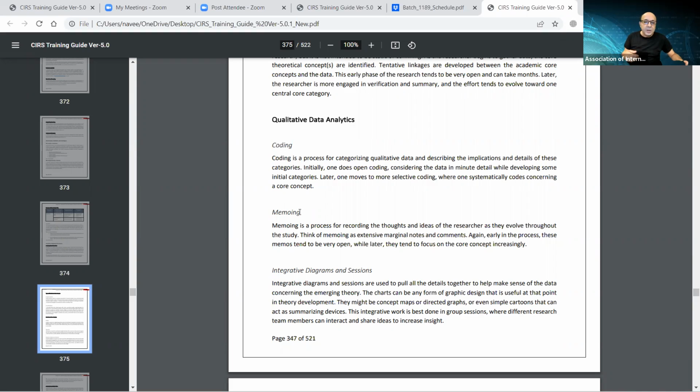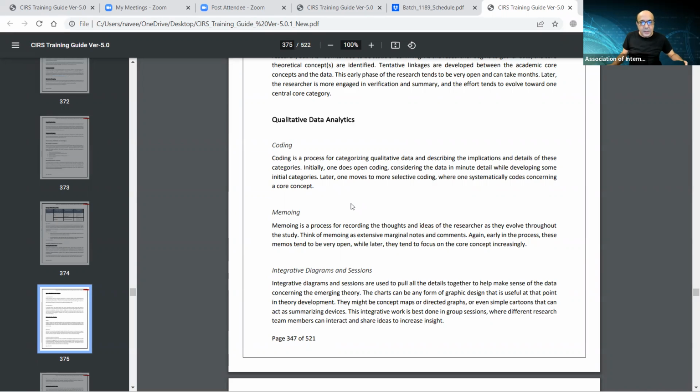Memoing is freehand writing about something, more like comments, observations, expressions or impressions that you get. So that is when you maintain a diary of some sort, which becomes a memoing situation. As you can see, memoing is a process of recording the thoughts and ideas of the researcher as they evolve throughout the study. So basically, it is a collection of information, pretty much like notes and comments.